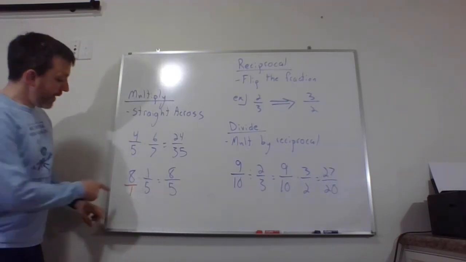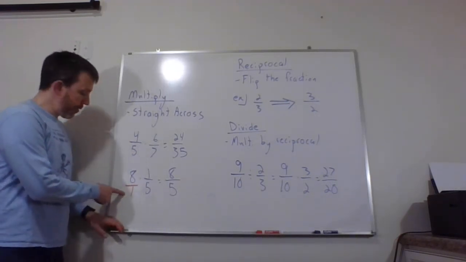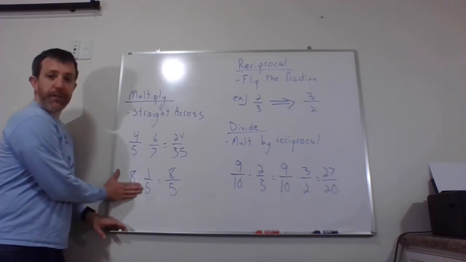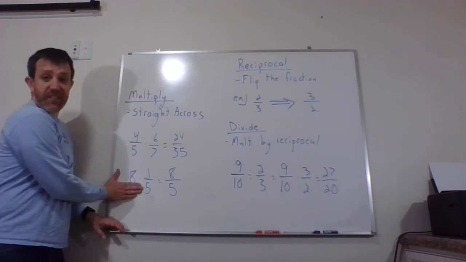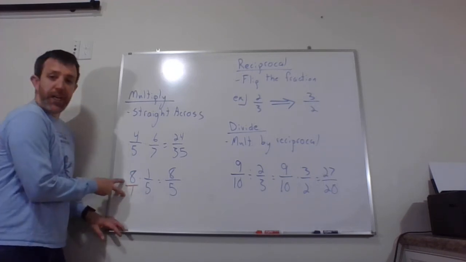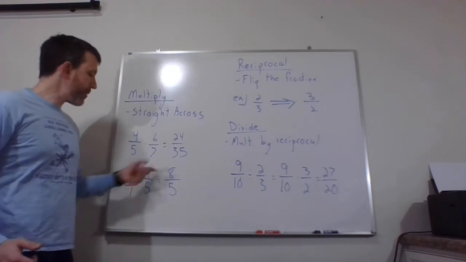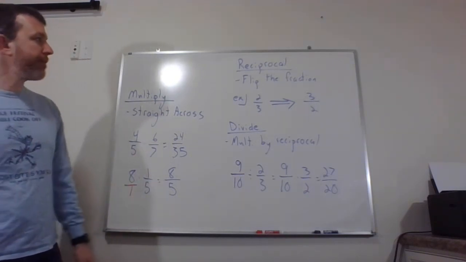What about if you just have 8? So you hopefully can see that I wrote the 1 in red. 8 times 1/5. Okay, that's not really a fraction. Well, you can put anything you want over 1 to make it into a fraction. We still go straight across and we get 8/5.